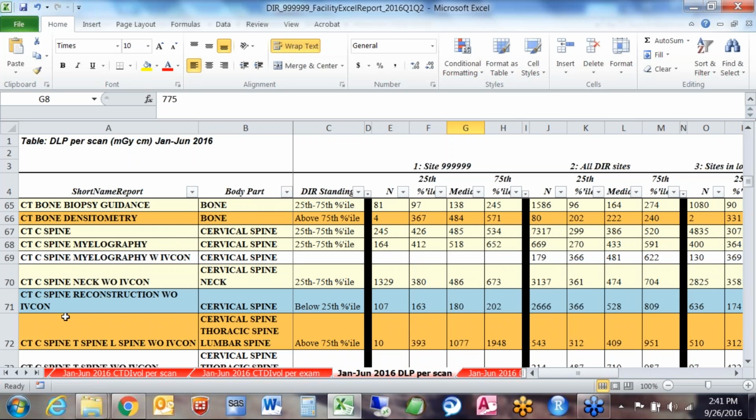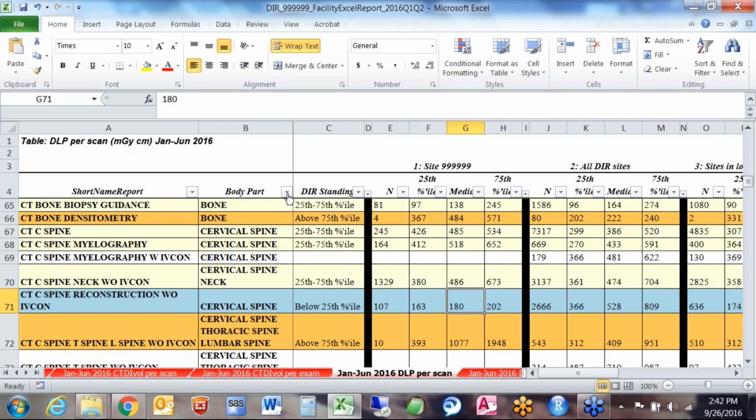Let's find one with blue. We found one more with blue, that is CT C-spine reconstruction without IV contrast. Their median is below the 25th percentile of DIR. So DIR's 25th percentile was 366 milligray centimeter. Their median was 180 milligray centimeter. 180 is of course less than 366. So we color coded this one in blue.